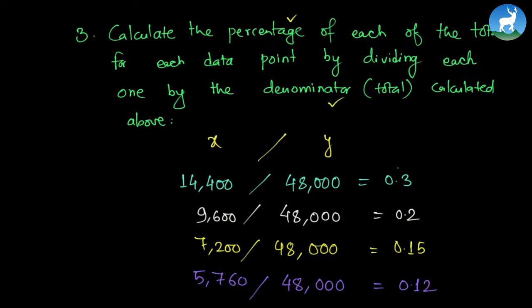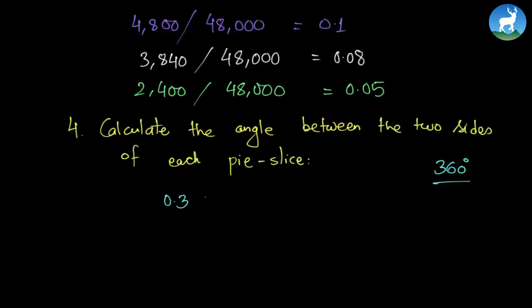The first percentage was 0.3. The second was 0.2, 0.15, 0.12. Now we are going to convert all these percentages into angle form. 0.3 is multiplied by 360 degrees, which turns out to be 108 degrees. Similarly, 0.2 was the second percentage, which is multiplied by 360 degrees. Now it turns out to be 72 degrees.